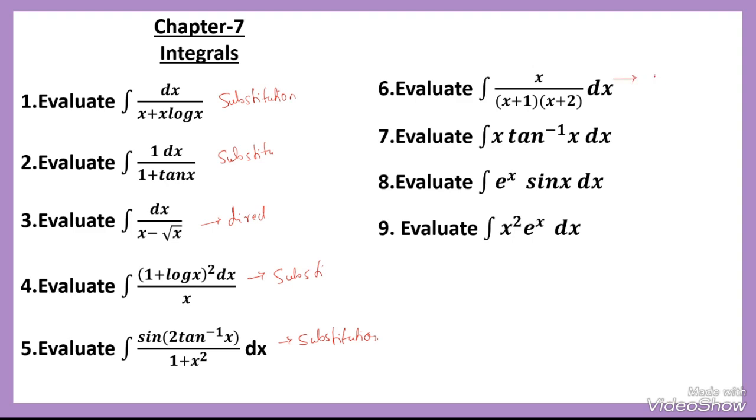This is partial fraction. This is x into tan inverse of, this is integration by parts. This is also by parts. And this is also by parts. Usually most of the times while solving integration by parts, there are mainly two functions. Here one is dx and another function is tan inverse. Here there is one function e to the power x and another function sin x. Here x square and e to the power x.